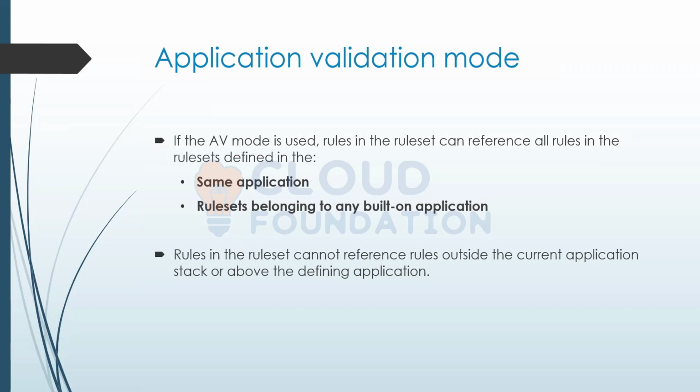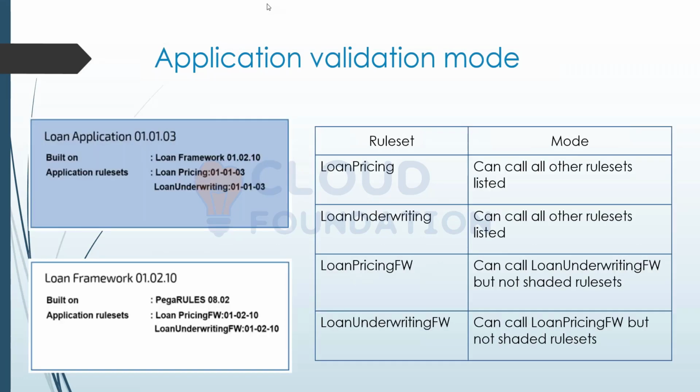So what are the two rules as part of AV mode? Number one, you can access rules from the same application. Number two, any rule sets belonging to the built-on application. So remember these, we'll come back to this again. Let's see this through a quick example. For AV mode, I can access rules from the same application, and I can also access rules from any built-on application. Now let's quickly see how this is going to work.